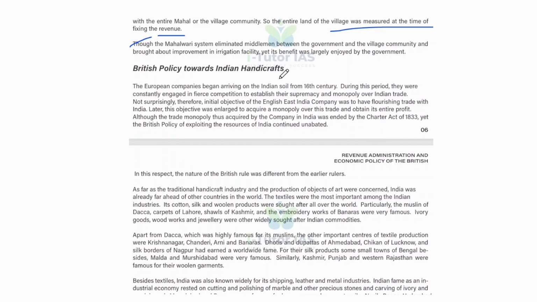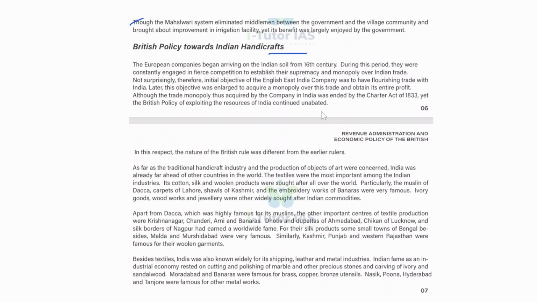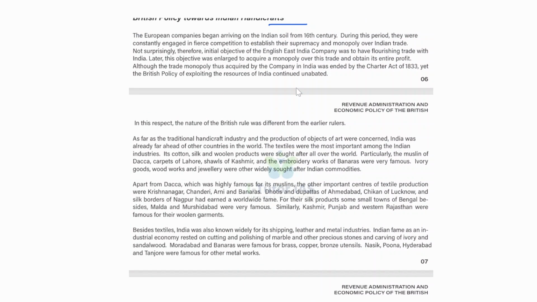And British policy towards Indian handicraft. Okay, and the European companies began arriving on Indian soil from the 16th century, and during this period they were constantly engaged in fierce competition to establish their supremacy and monopoly over Indian trade. So not surprisingly, the initial objective of East India Company was to have flourishing trade with India, and later this objective was enlarged to acquire a monopoly over this trade and obtain its entire profit.